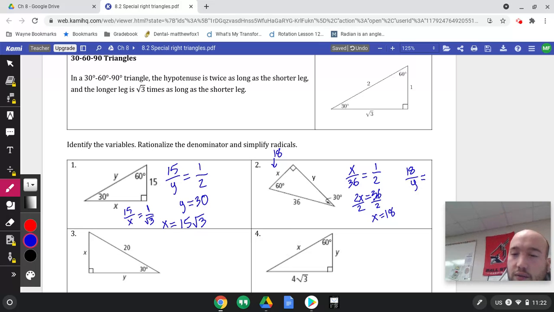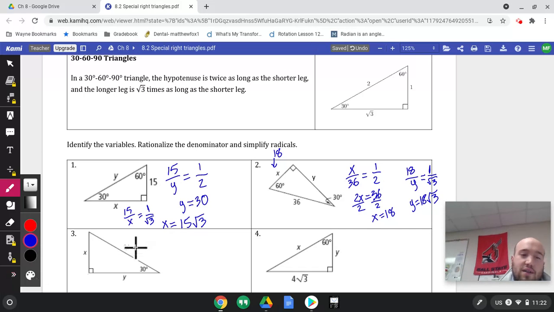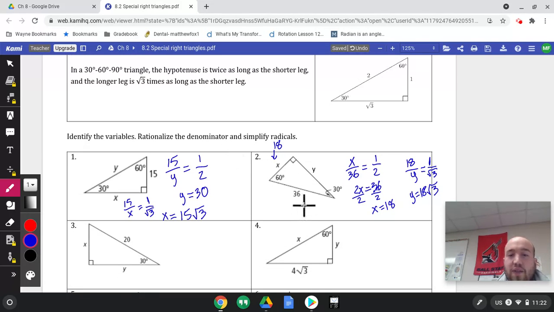Now the 18 was our shortest side, so that has a 1. The y is our longer side, so we put square root of 3. We cross multiply, we will get y equals 18 square root of 3. Okay, and much like last time, the simplest examples are pretty easy. All we do is take half of this hypotenuse, and that gives you this side. Take that small side and multiply it by square root of 3, and you'll get the longer side.